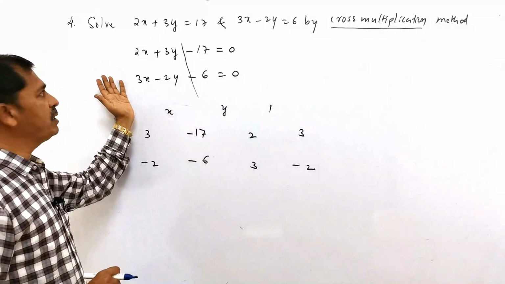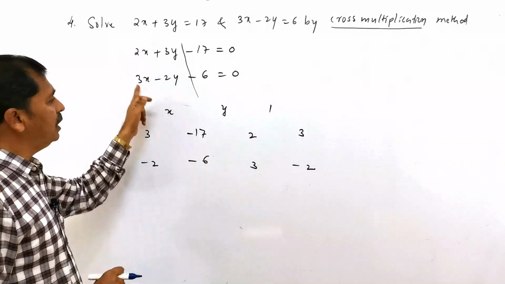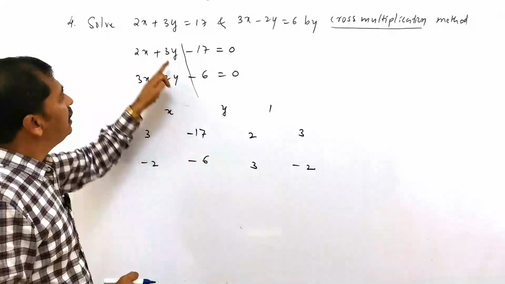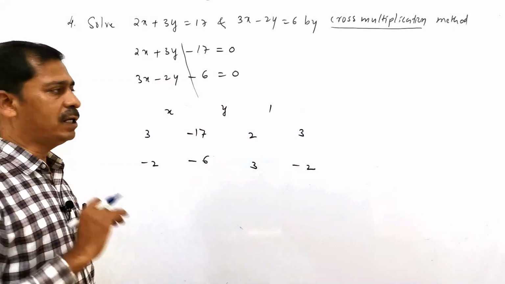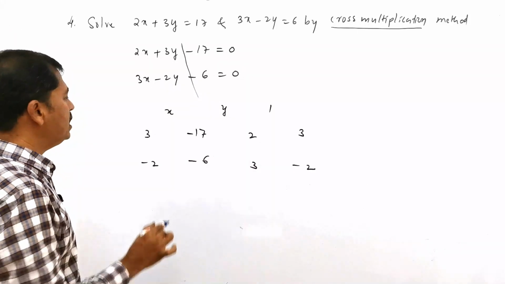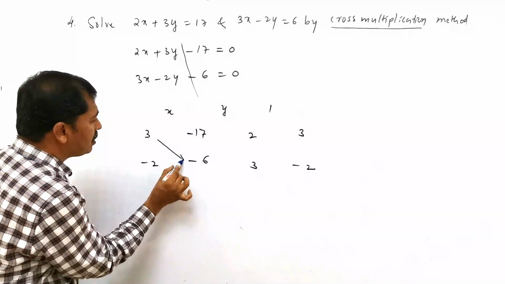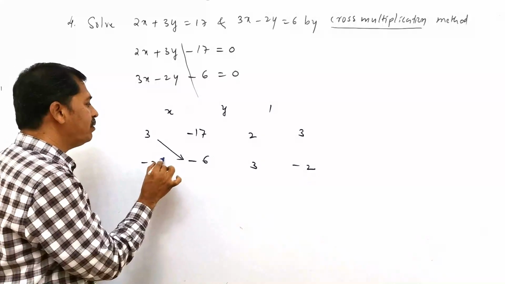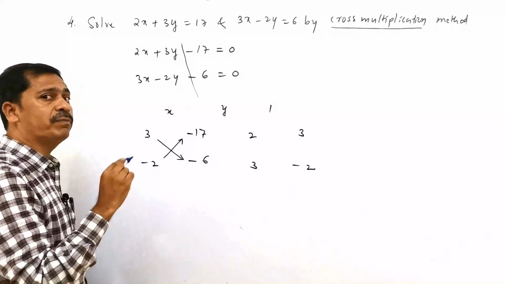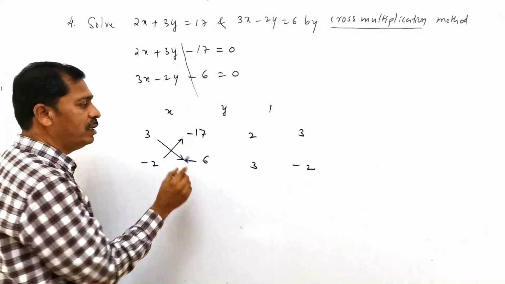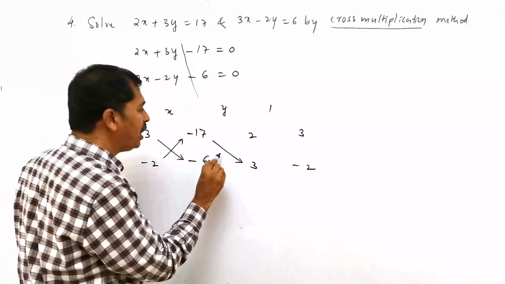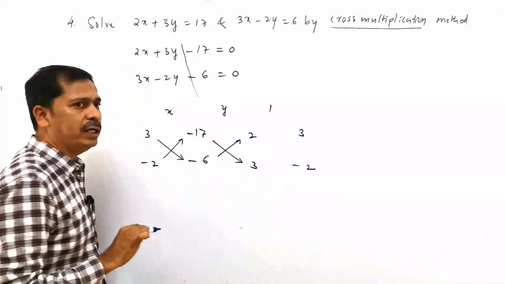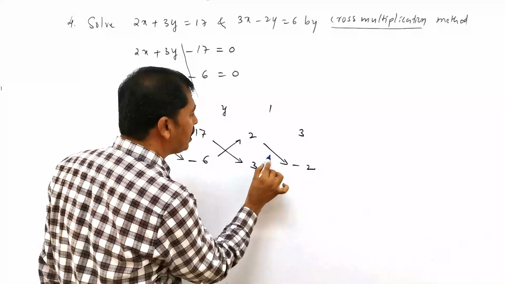So take the coefficients of x and y, 2, 3. Here 2, 3. 3 minus 2, I have written. Is it clear? Further, this is the method of cross multiplication. This is to be multiplied here, and in this manner you have to cross multiply and then subtract. That I will do just now, you will come to know. So this is the order of multiplication.